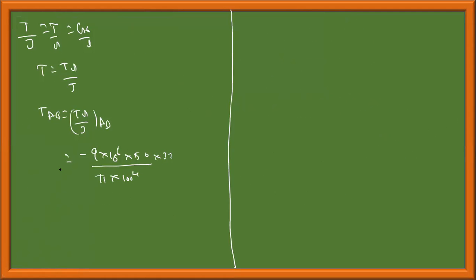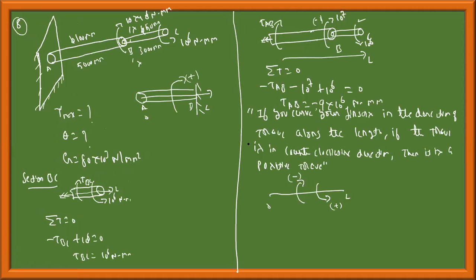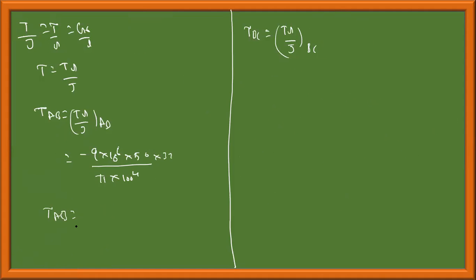Can you tell me what is tau AB? Similarly, tau BC is equal to TR by J of BC in the region BC. In the region BC, T is 10 power 6, diameter is 50 mm, so tau BC is 10 power 6 into 25 by pi into 50 power 4 by 32. Can you tell me tau BC?